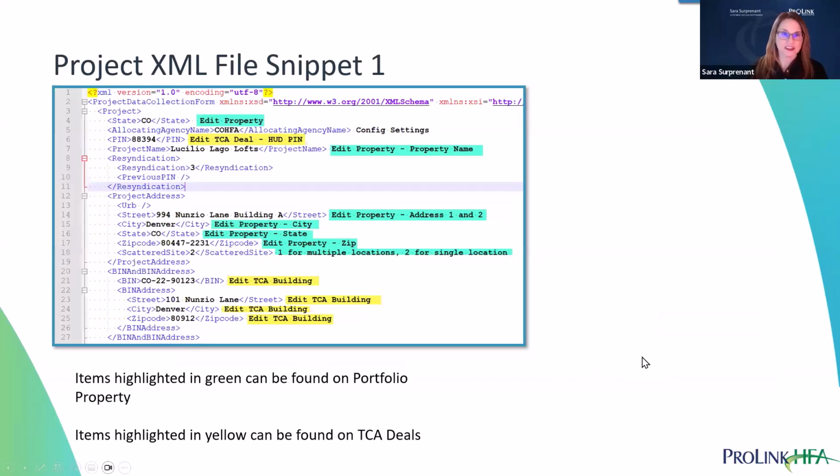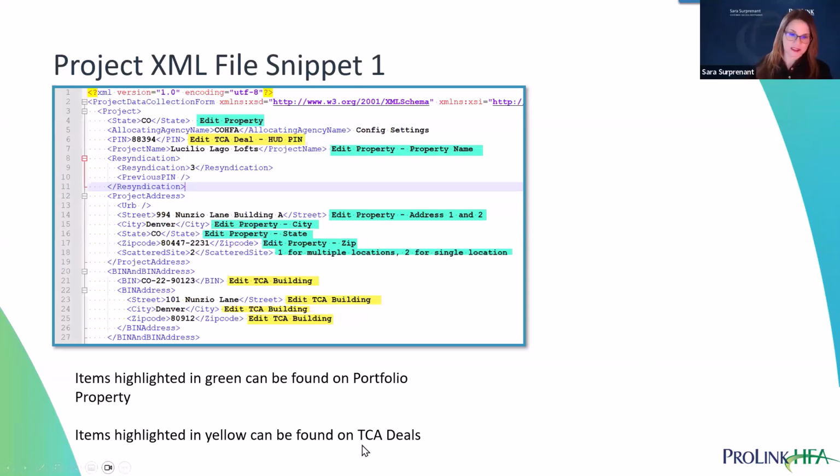So for your project XML file, I've got a few snippets of what this looks like. And I know that for many people, it's like, hey, this is XML, this means nothing to me. I know many of you know enough to be dangerous, and that kind of makes sense. I color coded this for our training, similar to last year. The green is data that comes from the property, and the yellow is data that comes from the TCA deal.